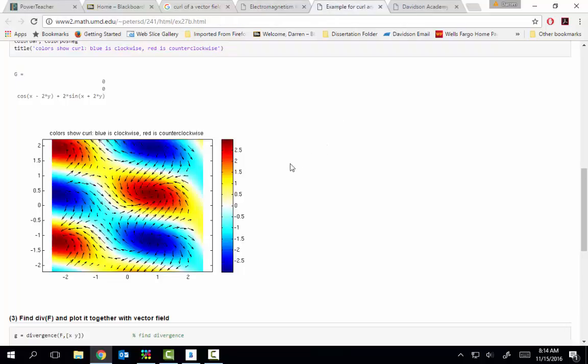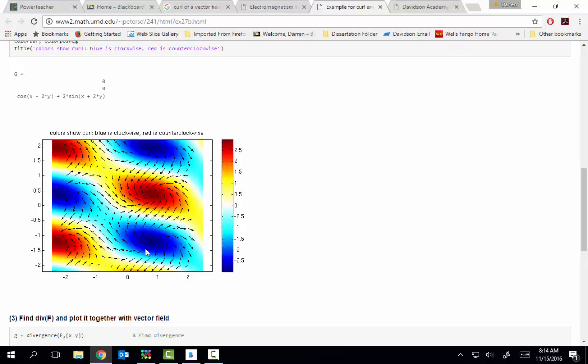Now check this out. This is really cool. So we have some arbitrary vector field here, and they did a really nice job with this. When we talk about divergence in just a sec, we're going to use this same thing to describe it. Notice it says colors show curl. Blue is clockwise, red is counterclockwise. And let's see if we can figure out why that is.